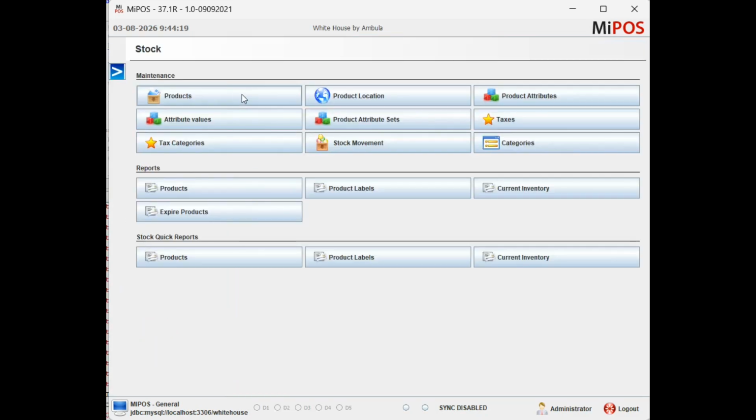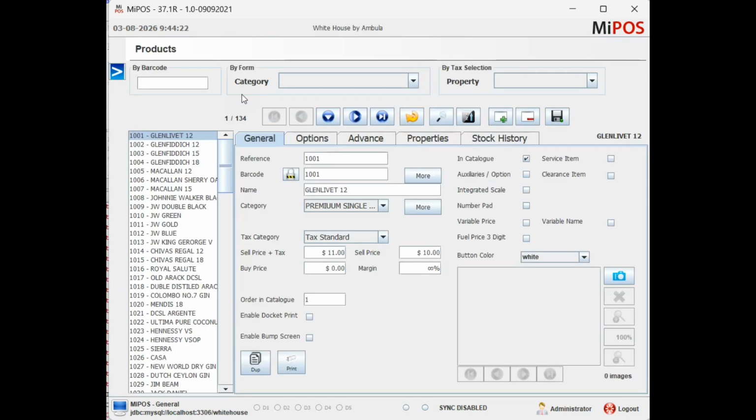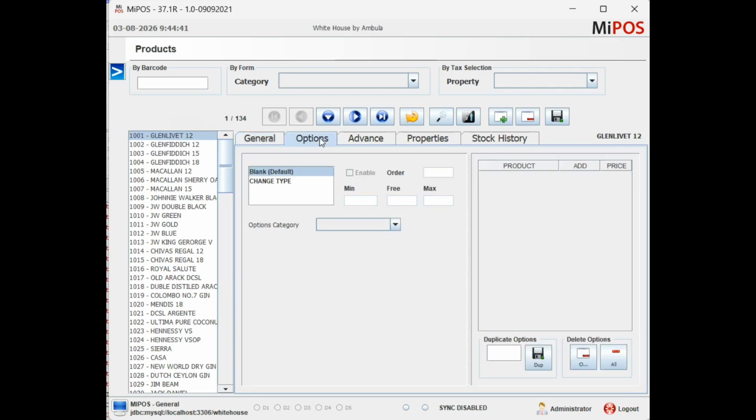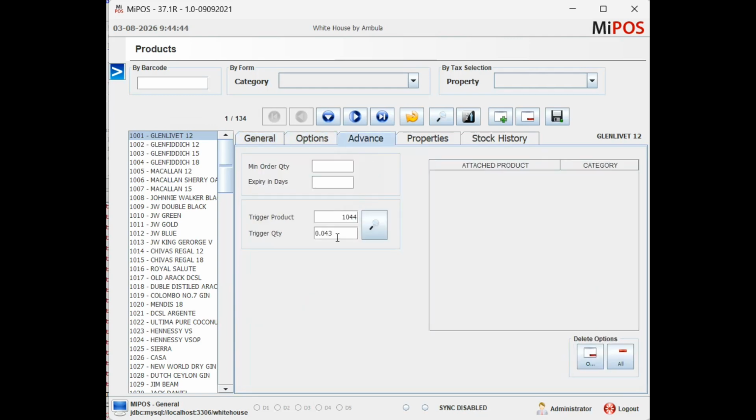Today I'm going to demonstrate trigger products. What it means is when you have, for example, beer or liquor, you want to trigger a shot or a glass from a keg or a bottle. Let's say, for example, I have a Glenlivet 12. I give a shot for $11 and I want to trigger a portion from a bottle against this shot. So there's 700 milliliters. There's about 23 shots worth about 30 milliliters each.